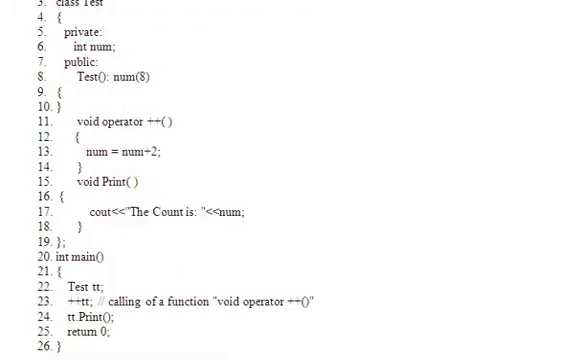Look at the main program. We have an object TT. TT.print is a regular call. Plus plus TT. This is very important. You are applying the concerned operator on the object. We are overloading operator plus plus.